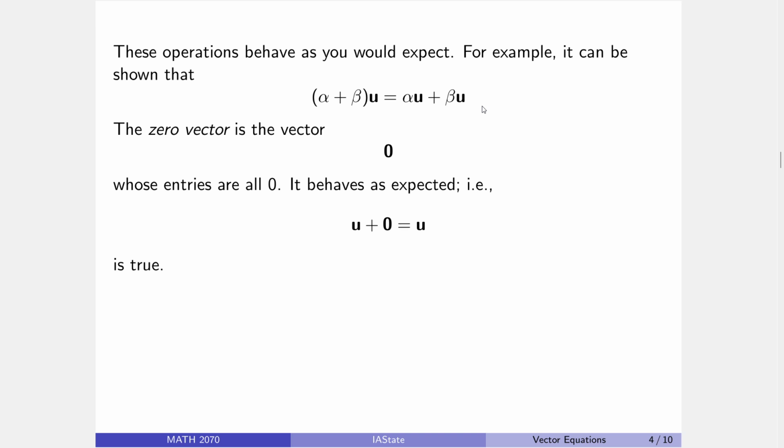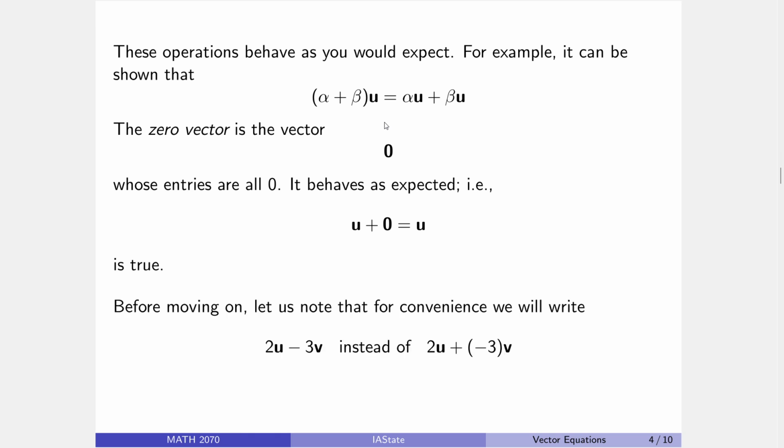Now, another interesting fact worth pointing out is that the vector consisting of all zeros behaves as expected, because if I take a vector and add the zero vector, I'm just adding a bunch of zeros, so nothing happens. And as is tradition, there is no such thing as subtraction. There is only addition by negative things. So when I write out 2u minus 3v, I really mean 2u plus -3 scaling v.